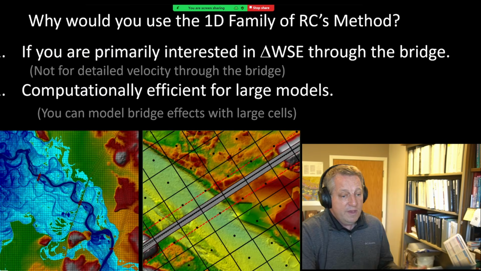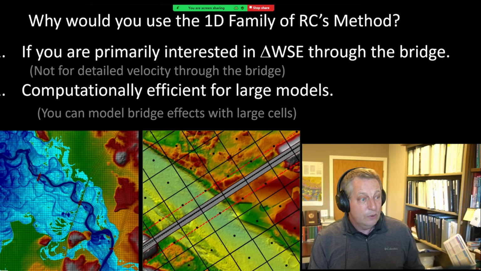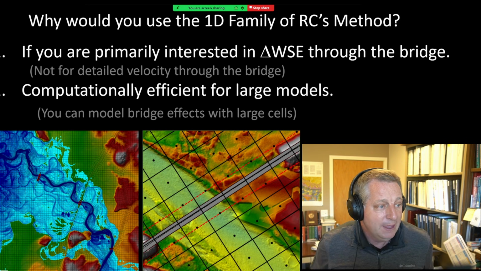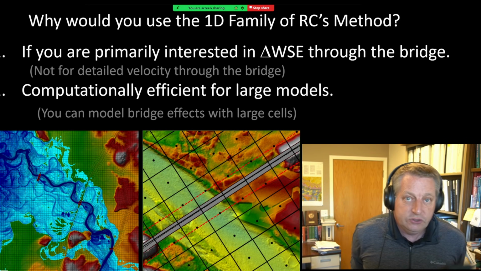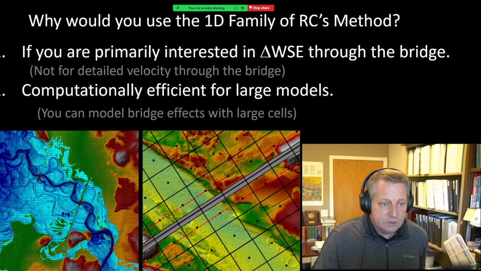And so what we've done is we've embedded our 1D bridge model into 2D so that you can actually do bridge computations within a 2D model. Now, we have a detailed 2D model that we will talk about a little bit at the end. Why would you use a 1D simplification when you could just do a 2D bridge model?